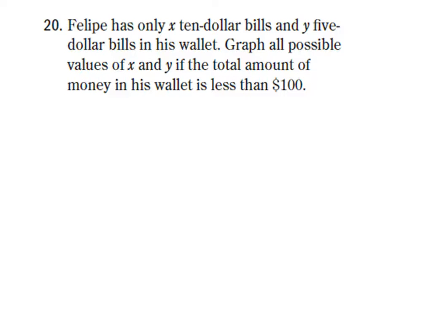So we're going to write an inequality for this. 10x represents how much money he has in $10 bills. 5y represents how much money he has in $5 bills, and this amount together has to be less than 100. So he could have no $10 bills and no $5 bills, that would work. He could have one $10 bill and three $5 bills, that would be less than 100.